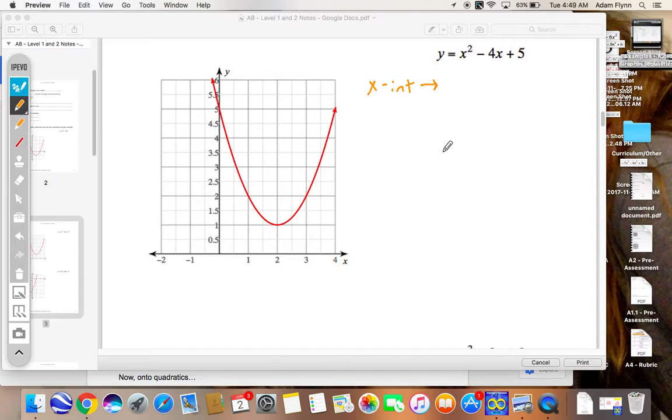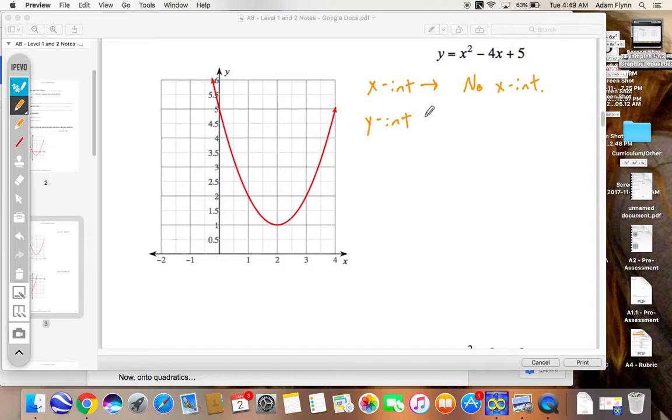Will this function ever cross the x-axis? No, it won't. I've got an absolute minimum right here. My arrows are pointing that way. It will never cross this x-axis. So an answer like that will be just fine. No x-intercepts, none. As long as you're telling me that this function will not cross the x-axis, any answer is acceptable.